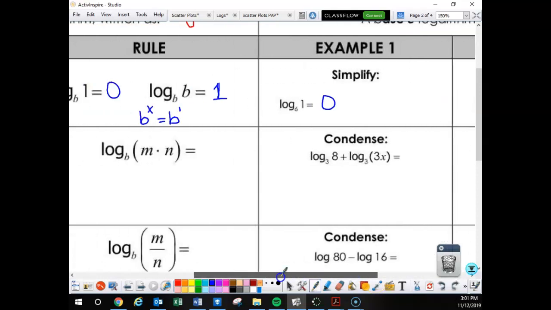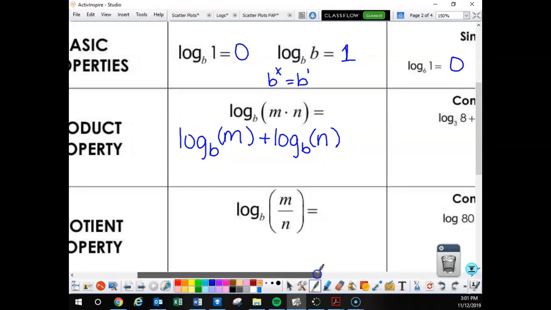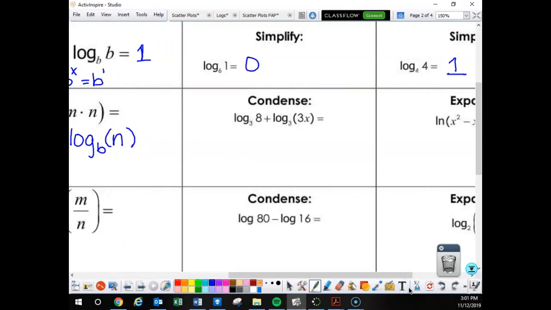So now let's talk about the product property. The product property states that if I have log base b of a product inside the argument, then I can split that argument up by adding two separate log functions. So this would be log base b of M plus log base b of N. Alright, so some examples of that: right here I have log base 3 of 8 plus log base 3 of 3x. Because I have two separate logs separated by addition, if I want to combine them, I can multiply my two arguments. So 8 times 3x would be 24x. So log base 3 of 24x. Right, so that's to turn more than one log into one log.